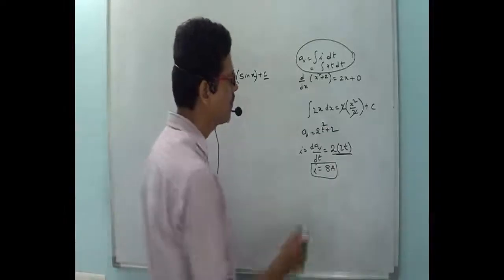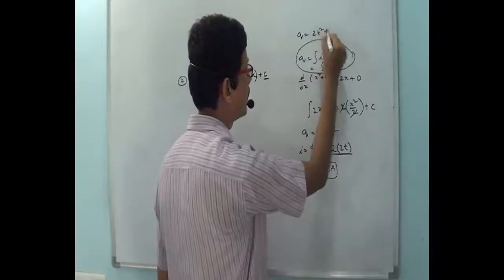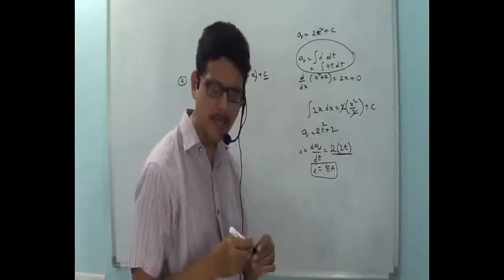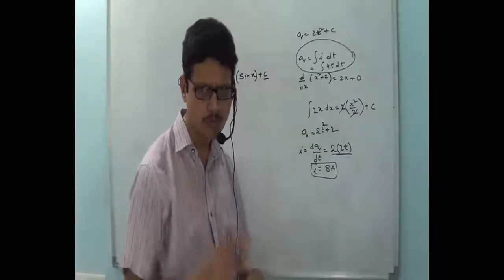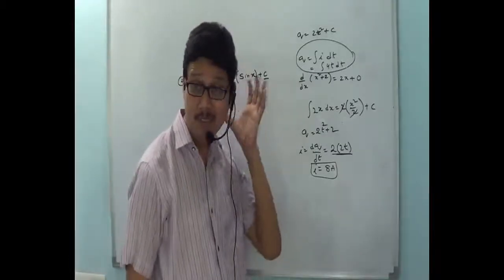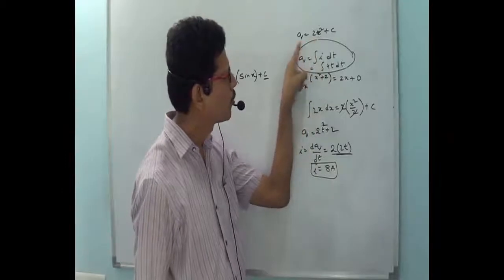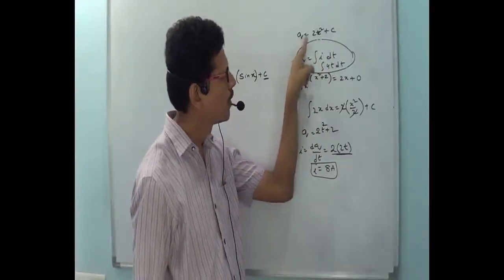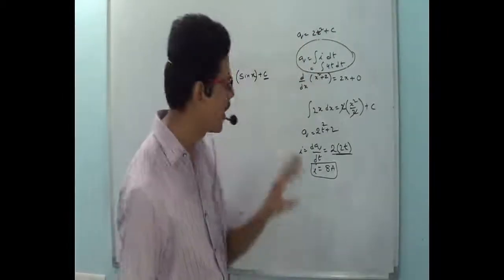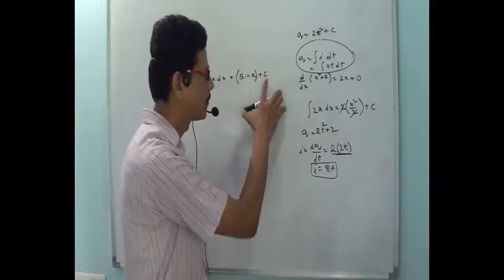For example, charge is equal to 2t square plus c. So there will be a condition given in the problem, for example, that at time t equal to 0, charge is 2 coulombs. Put t equal to 0 here, take this q as 2, and c will be equal to 2. Like this, some condition will be given for the calculation of c. Otherwise leave it like that, plus c.